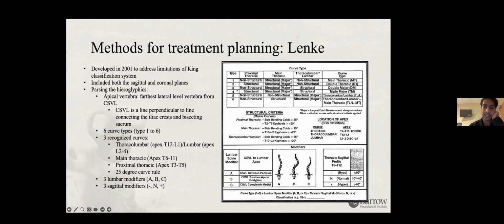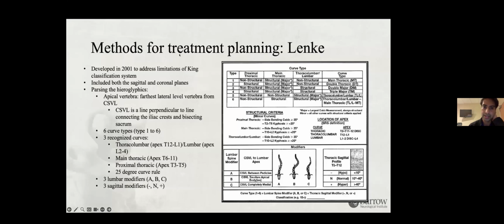I remember seeing a chart like this once again. It still seemed largely Greek to me. Everyone says, oh, you just look at the chart and you'll get the system. It's pretty straightforward. But I'll try and parse the hieroglyphics a little here. So the apical vertebra is important before you can classify what type of scoliosis this is. That's the vertebra farthest away from the central sacral vertical line. So the CSVL, I'll show you how to draw that. But the vertebra that's farthest away from that line, that's the apical vertebra of the curve.